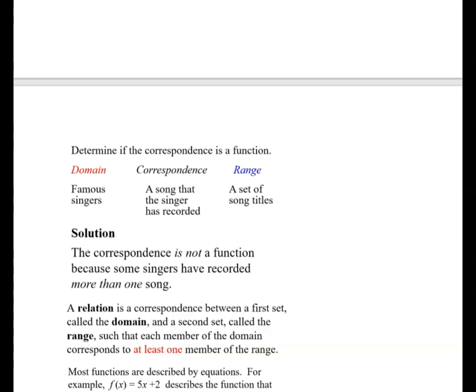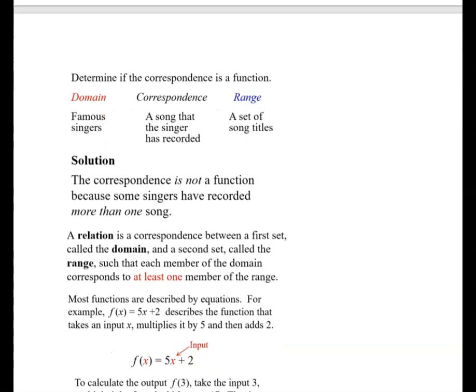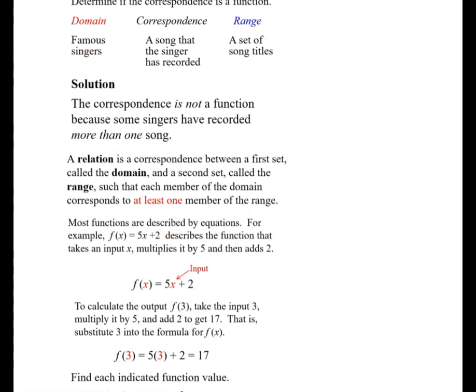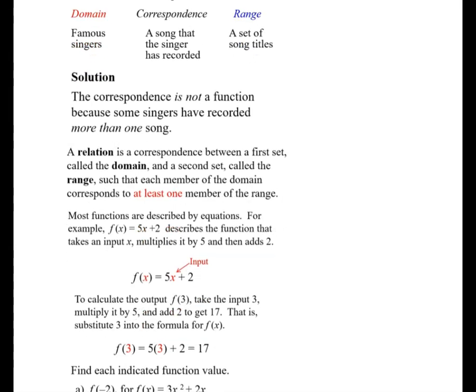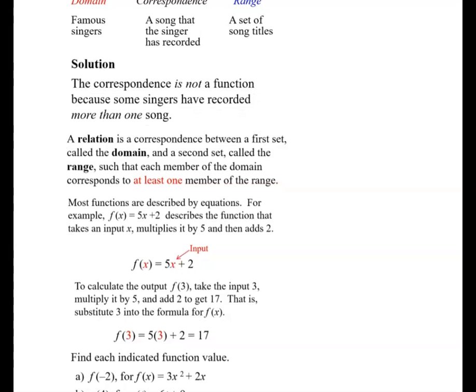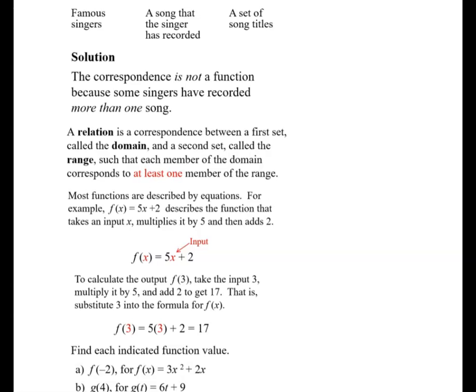A relation is a correspondence between a first set called the domain and a second set called the range, such that each member of the domain corresponds to at least one member of the range. Most functions are described by equations. For example, f of x is how you would read that, equals 5x plus 2, describes a function that takes an input x and multiplies it by 5 and then adds 2. So whatever is plugged into this is what you are inputting into your equation.